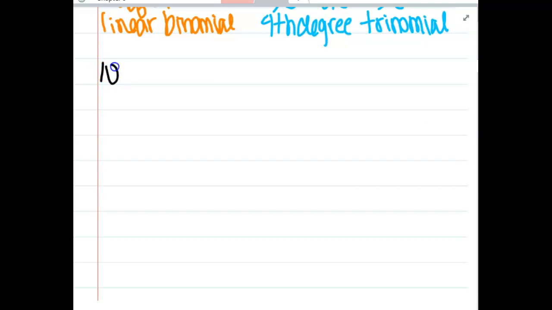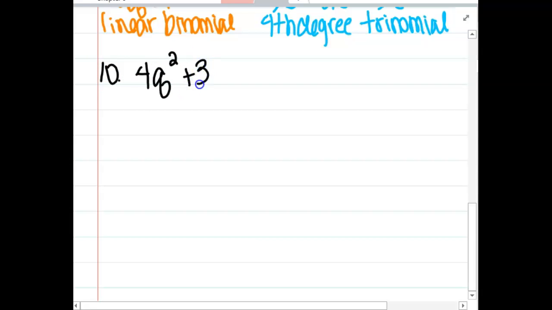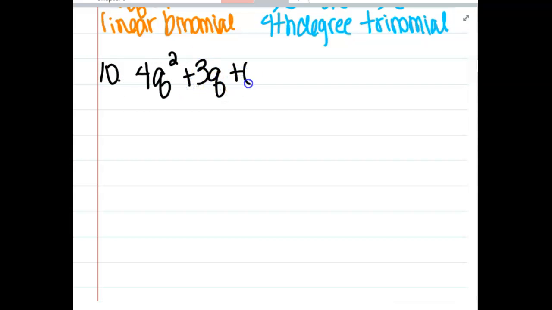Okay, number 10. 4q squared plus 3q plus 6q squared. Now, first thing, we want to write it in standard form, which means my squared term needs to be written first, which is partially true. But what's different about this one? I've got a 4q squared and a 6q squared. That's a thought. So the 6 might go first because it's bigger.